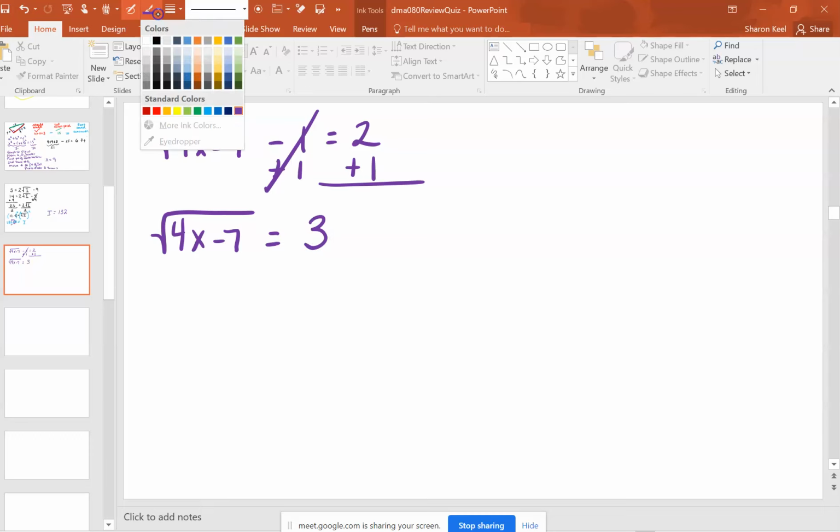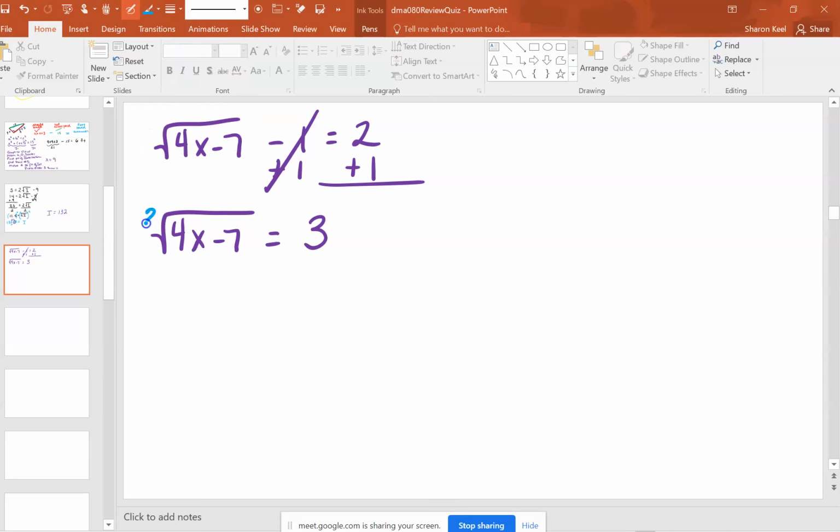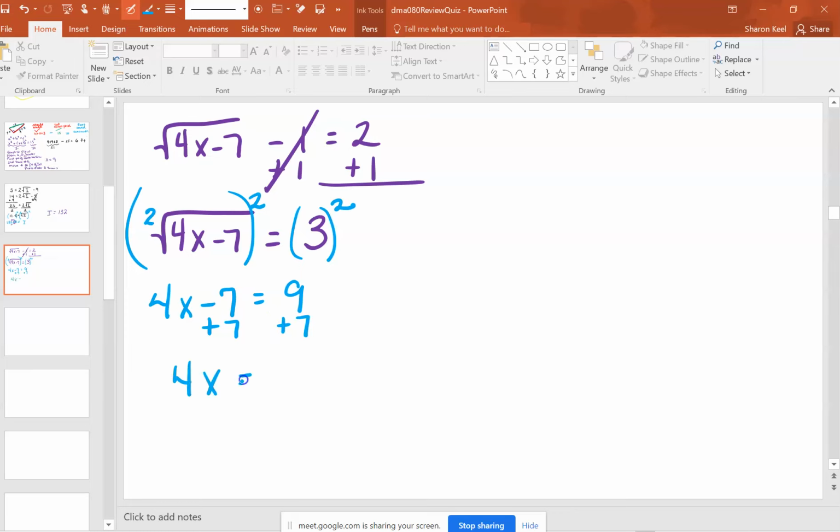Now, if we're trying to get the radical alone, the index here is a 2. So that means I'm going to raise it to the power of 2, which means the number 3 on the other side I'm also going to square. 4x minus 7 is now magically out from under the radical. 3 squared gives me 9. I'm going to move my 7 to the other side. 4x is equal to 9 plus 7 gives me 16. To get x alone, we're going to divide both sides by 4, and x is equal to 4.